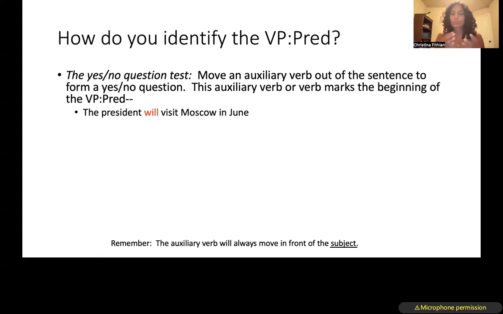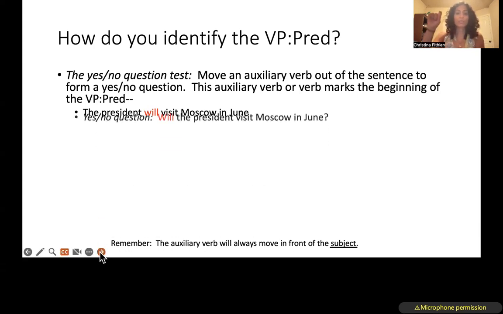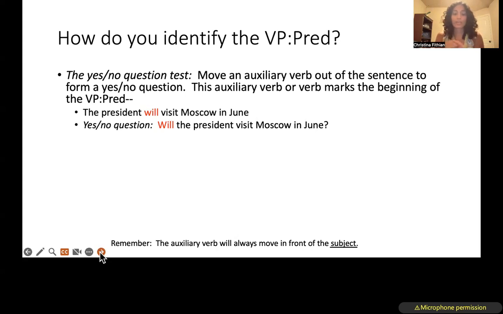Now, if you're not sure where the VP predicate begins, try to make this into a yes-no question. To do that, automatically, you're going to move will. And you're going to get, will the president visit Moscow in June? And that's your signal right there that will is the beginning of the VP predicate. So we can safely say that will visit Moscow in June is going to be the verb phrase predicate.